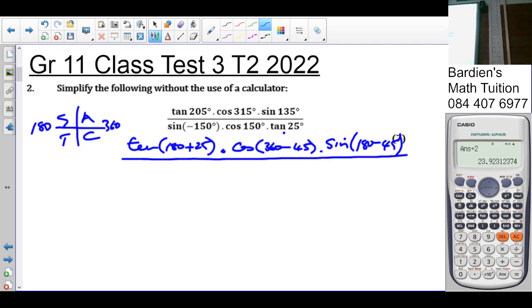So how do I get into the third quadrant? You're going to say sine of 180 plus 30 degrees gives you 210, times cos 150, which is 180 minus 30 degrees, times tan 25.